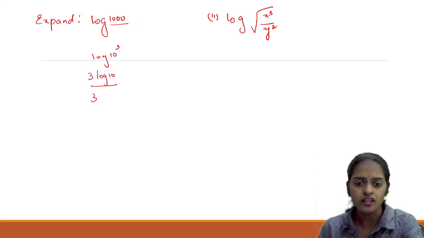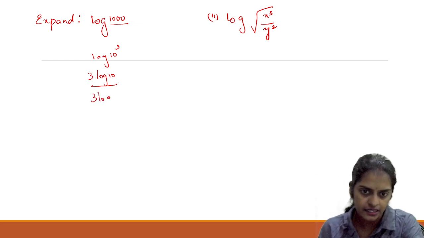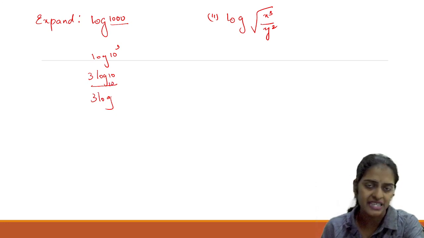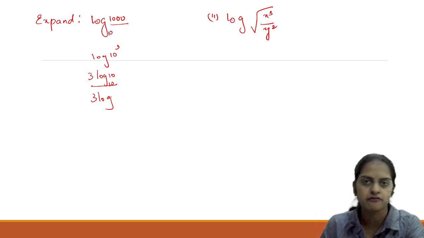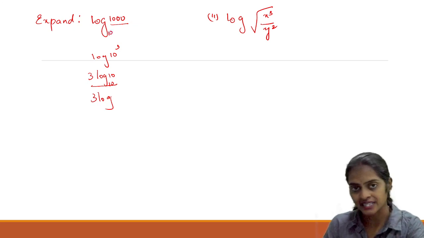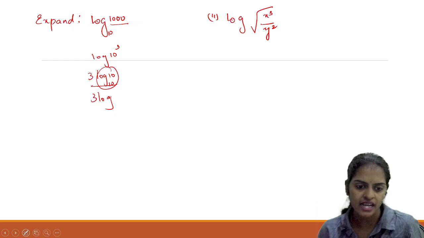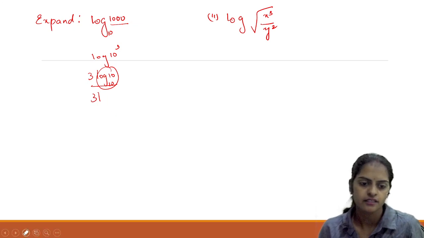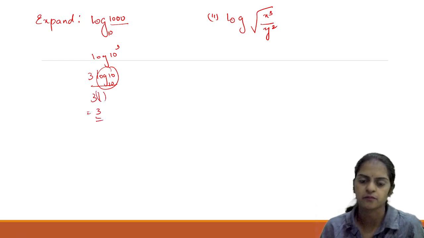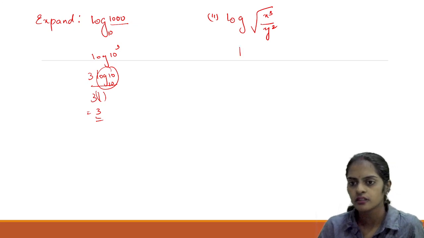That's it. Log 10 again, if you want to expand, you can expand. Otherwise, here log 10 to the base 10 will be usually, okay. If nothing is written as a base for class 10, it is 10 as a base, okay. So log 10 to the base 10 is 1, as you know already. So you have it as 3 into 1, which is nothing but 3. Okay, look at this question.